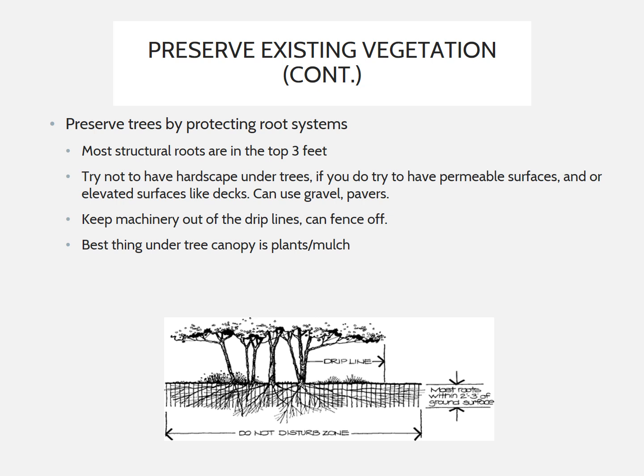Always try and keep machinery out of the drip lines. So you don't want to be driving a bobcat over all the roots. And you can always fence those areas off during construction. So typically the best thing under tree canopies are plants or mulch.